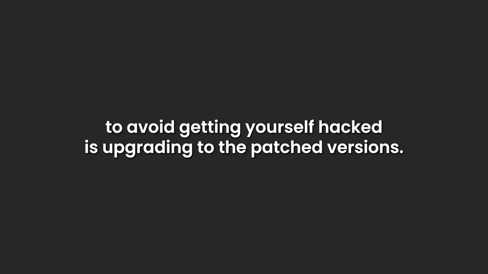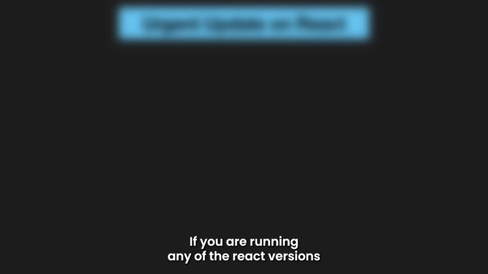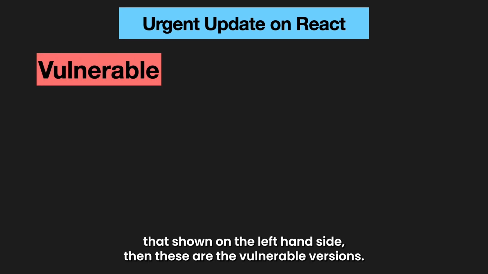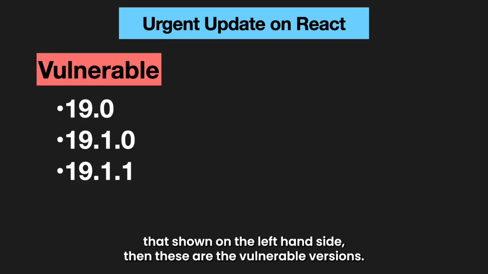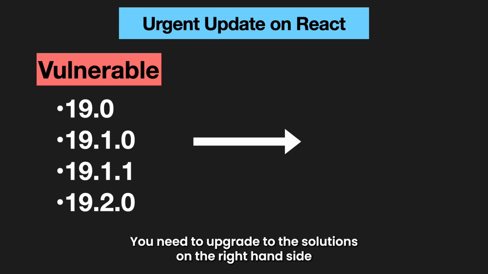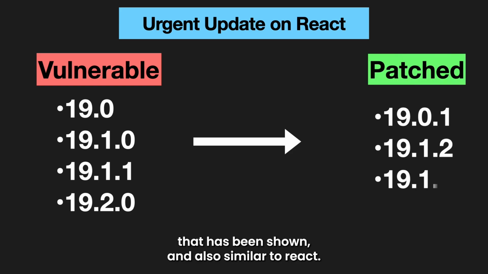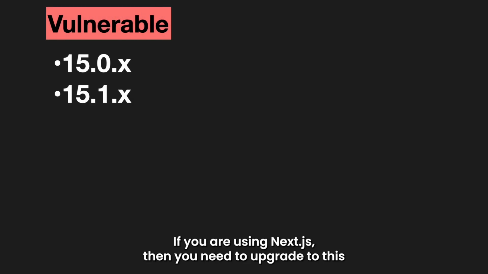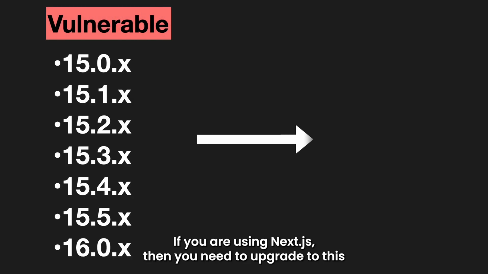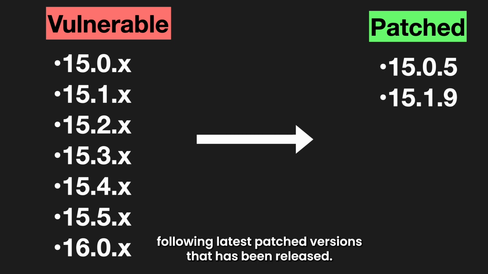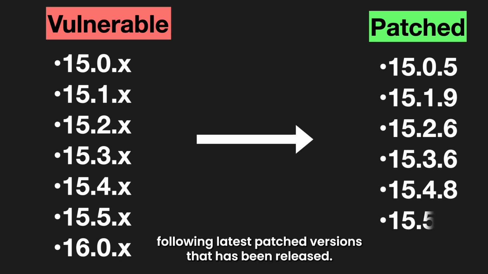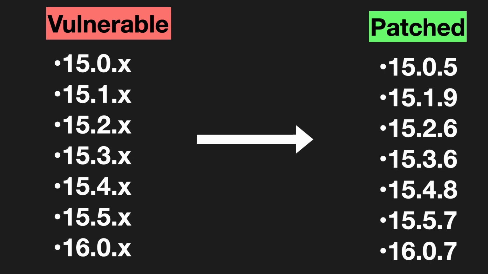The best way to avoid getting yourself hacked is upgrading to the patched versions. If you are running any of the React versions that are shown on the left-hand side, then these are the vulnerable versions. You need to upgrade to these versions on the right-hand side that have been shown. And also similar to React, if you are using Next.js, then you need to upgrade to the following latest patched versions that have been released.